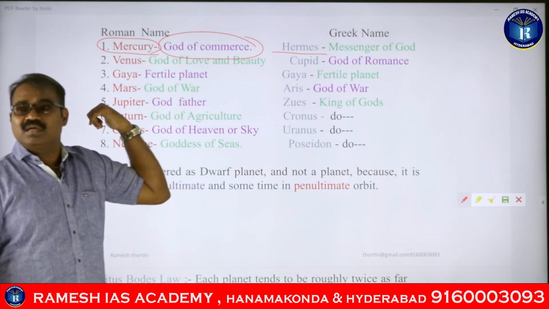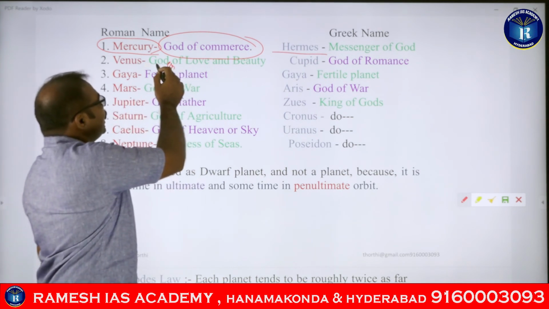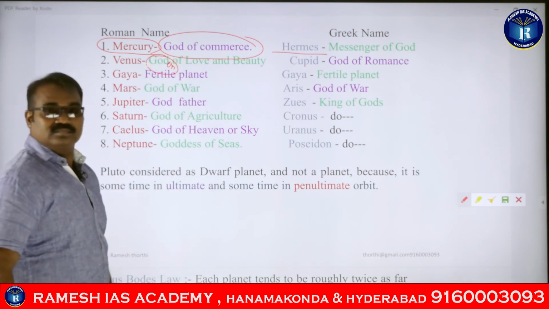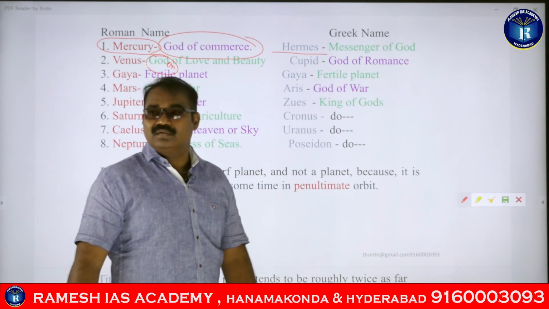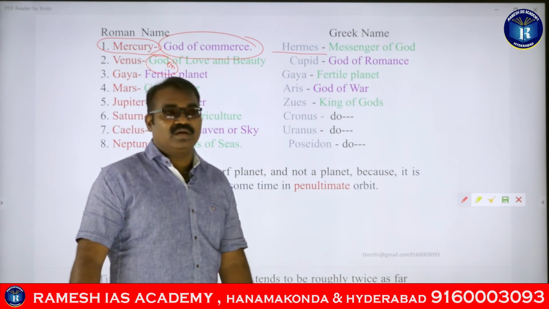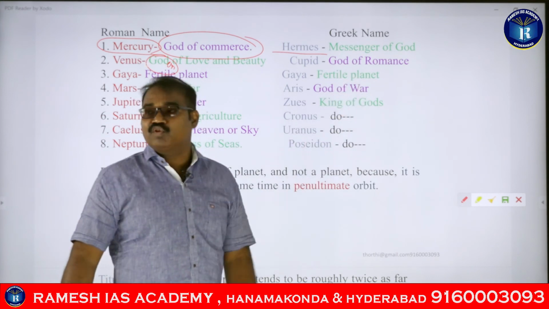Next, Venus is the goddess of love and beauty. Goddess of love and beauty. And the Greeks call it Cupid. Cupid, the guy with the arrow. That is the god of romance.